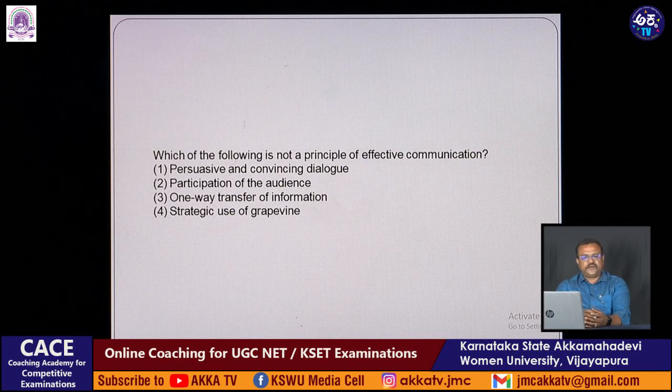Then, which of the following is not a principle of effective communication? Persuasion and convincing dialogue is one of the principles. Participation of the audience is one of the principles. One-way transfer of information is not a principle of effective communication. So, the answer for this is C. Okay. We use the strategic use of informal, there I have mentioned informal, here I have written grey point, a bit trickier only. But one-way transfer of information is not a principle of effective communication, as there is a principle of feedback, meaning we are encouraging two-way communication.